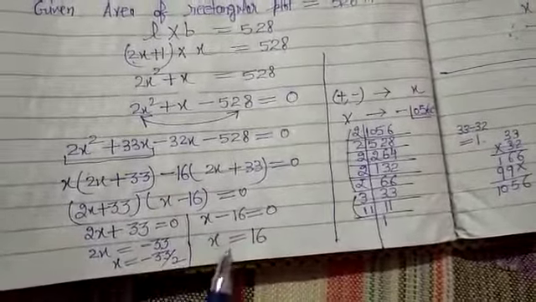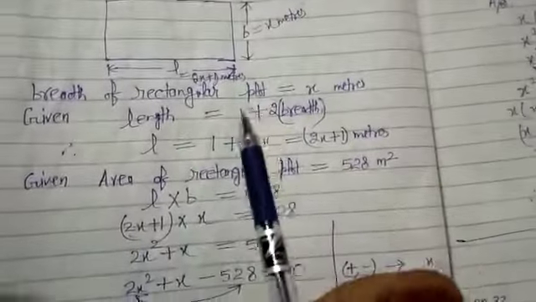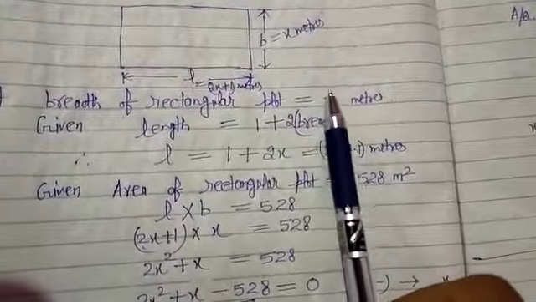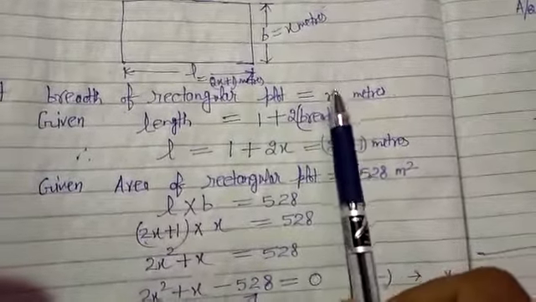So we know that the value of x we have taken in the starting is the breadth. Breadth of the plot is x meters. So breadth, we can't say that it is negative.